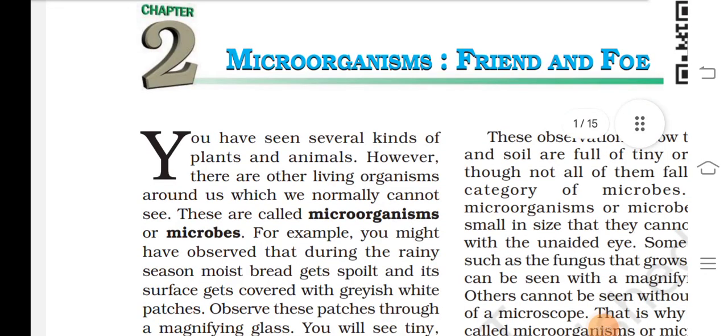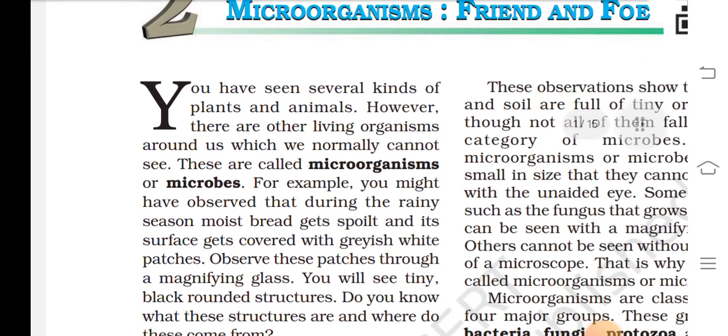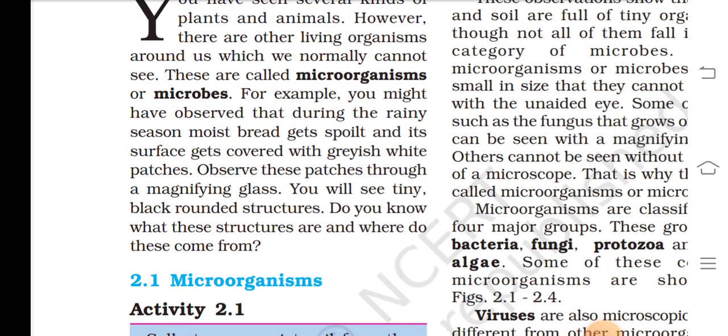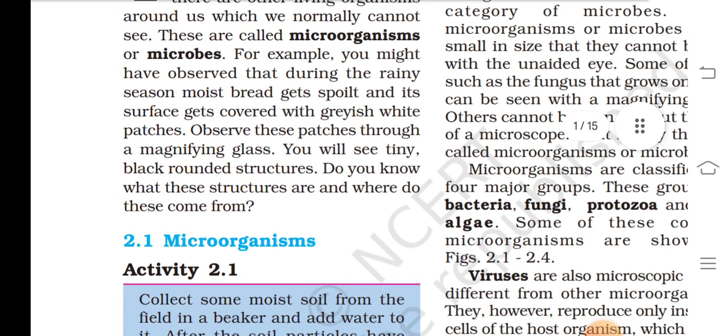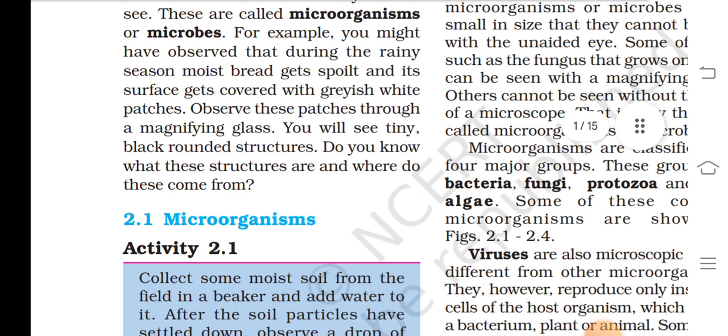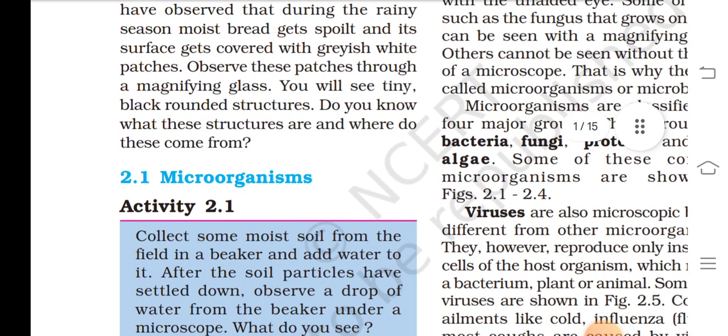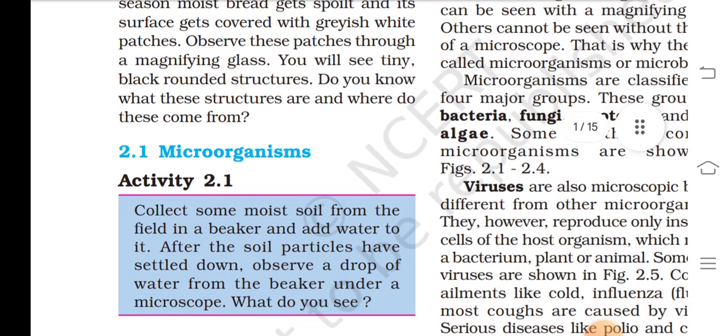and animals. However, there are other living organisms around us which we normally cannot see. These are called microorganisms or microbes. For example, you might have observed that during the rainy seasons, moist bread gets spoiled and its surface gets all covered with grey-white patches.